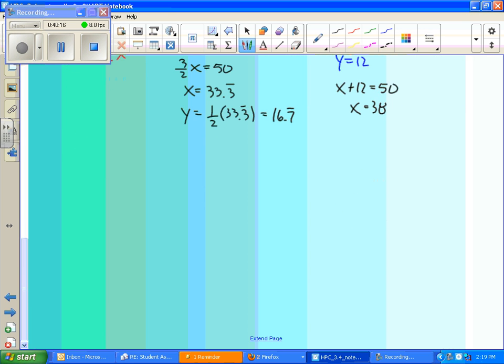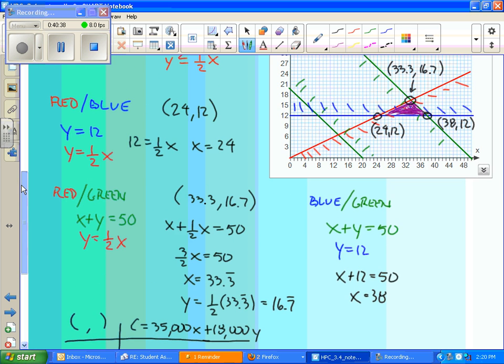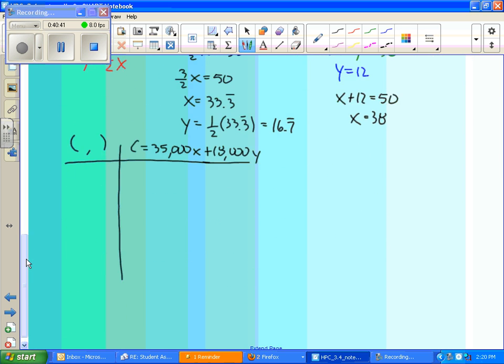So we put in our table. We got our points, and we have our cost, 35,000 for a nurse, 18,000 for a nurse's aide, and we plug all these numbers in. So (24, 12), then (33.3, 16.7), and then (38, 12). Now give me the numbers for these if you have them.